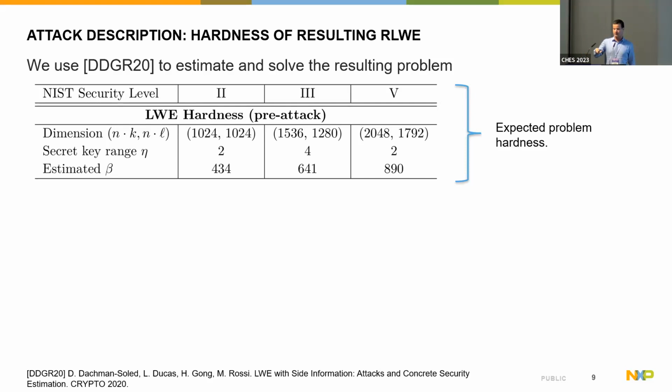So what you can see here is the parameter set, so level 2, level 3, level 5. And then what's important to see here is the beta, which is how hard the problem is.